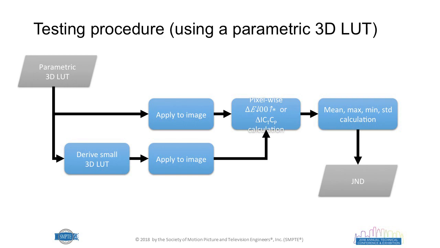All right, so how was the testing procedure? Basically, we got a hold of a few 3D-LUTs. The best was when we could find a parametric 3D-LUT, which is not very common. And we were applying it to an image. From that parametric 3D-LUT, we would derive a small version, a small 3D-LUT. We will apply it to that image too. And then we would do a pixel-wise delta E2000 for SDR or delta ICTCP difference calculation. So you end up with as many of those color differences as you have pixels in the image. And after that, you calculate the mean, the maximum, the minimum, the standard deviation. And from that, you find the best possible formula to calculate your J and D.